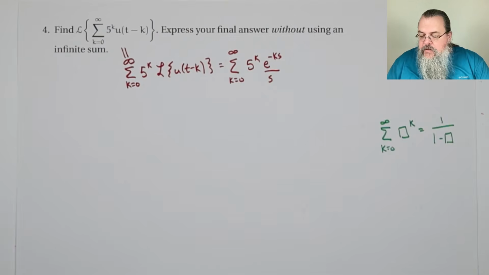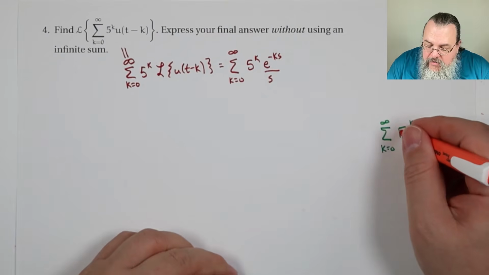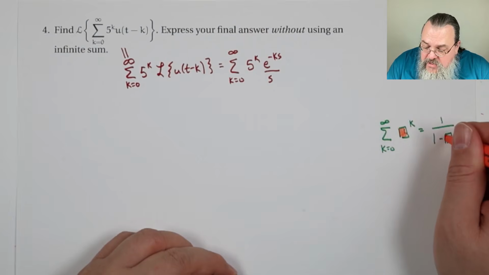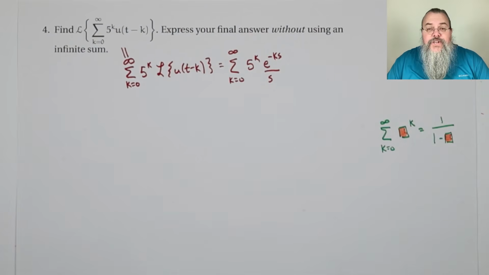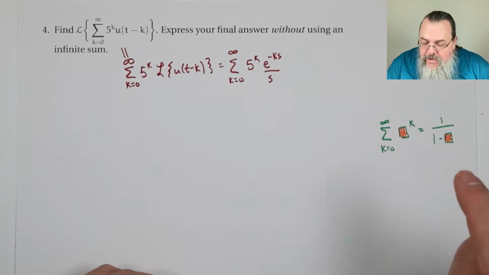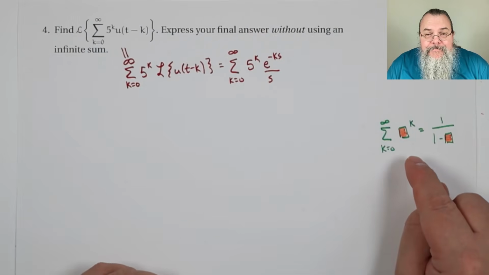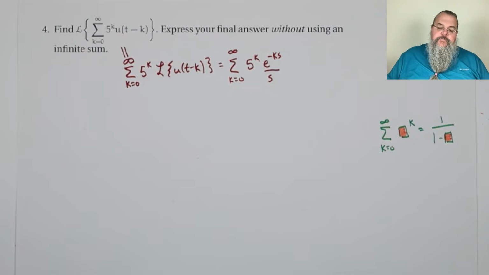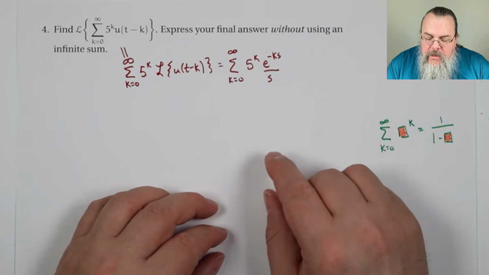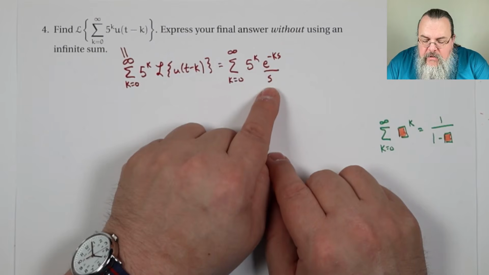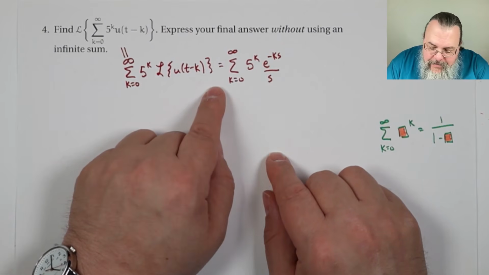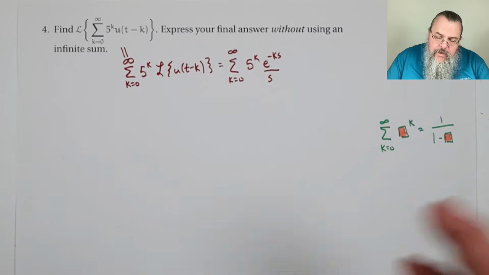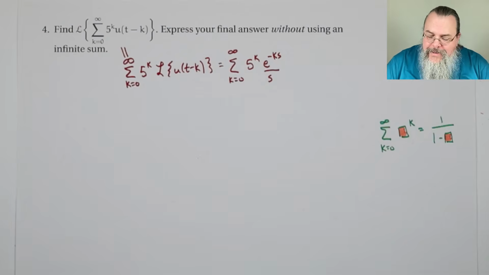And now we get to the age-old question. What's in the box? That's the question. What fits in this box? If we can answer that, we're done. So we look at our situation here. We say this s, that doesn't involve k at all. That can come out. All right, so let's go ahead and take it out.